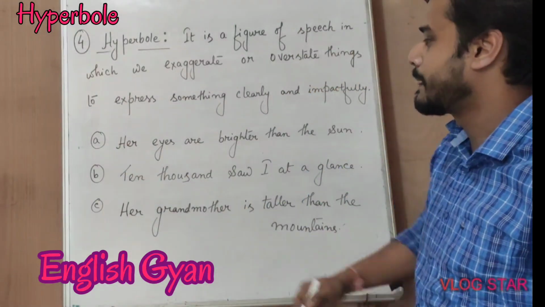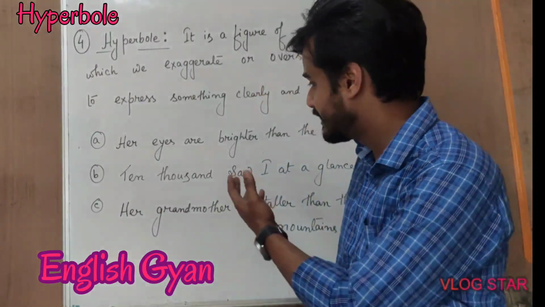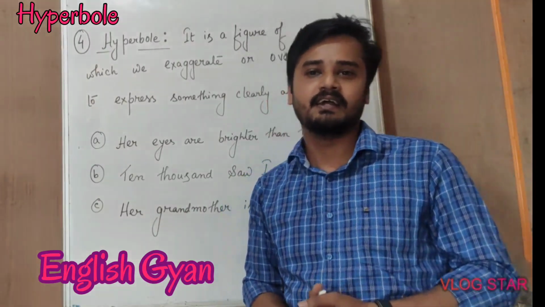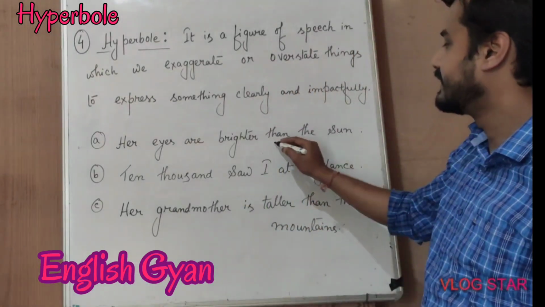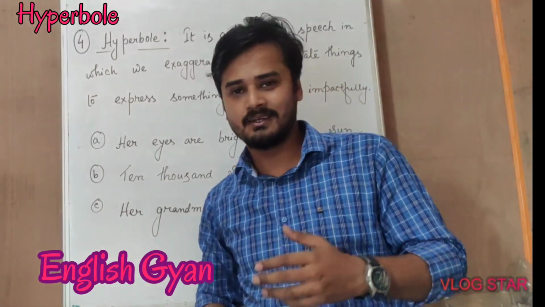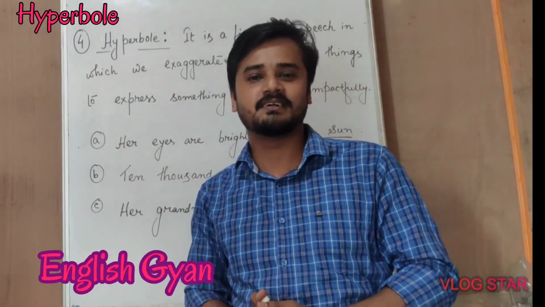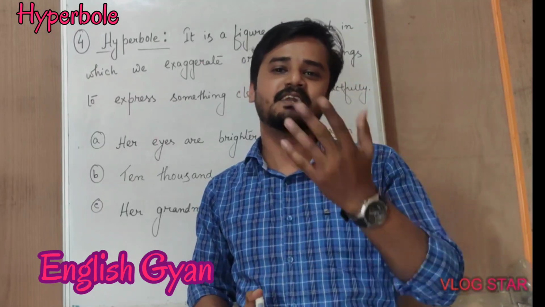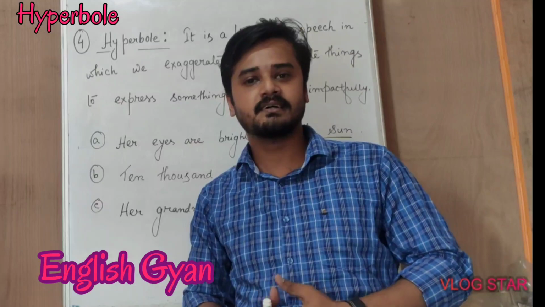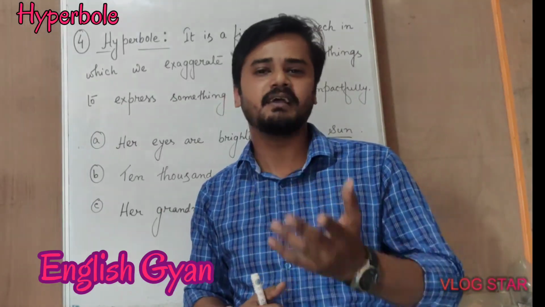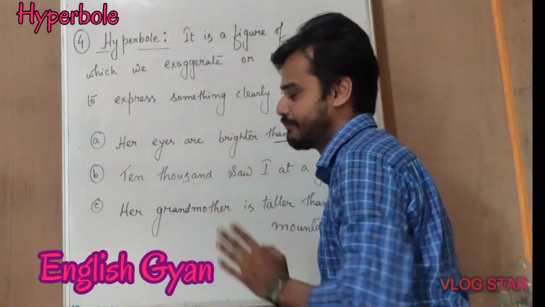The first sentence is, her eyes are brighter than the sun. Here I am referring to the eyes of a girl, and I mean to say that her eyes are so bright that these are brighter than the sun. Now we know that the eyes of human beings cannot be brighter than the sun. It is overstating or exaggerating the facts, but I just mean to say that her eyes are so bright that these are brighter than the sun. So I am exaggerating or overdoing things here. So this figure of speech is known as hyperbole.